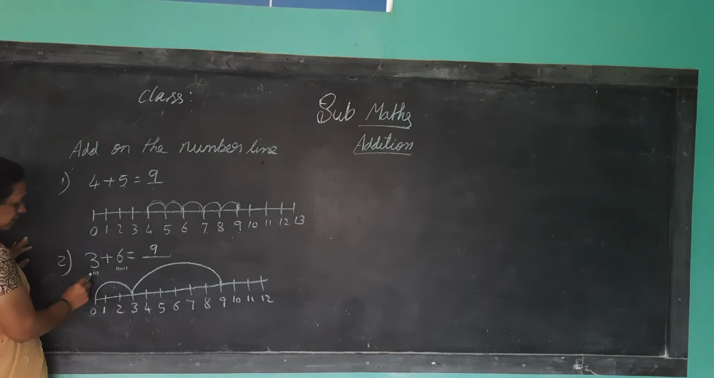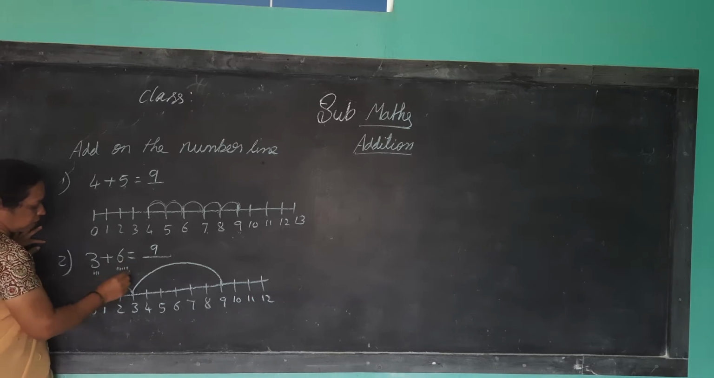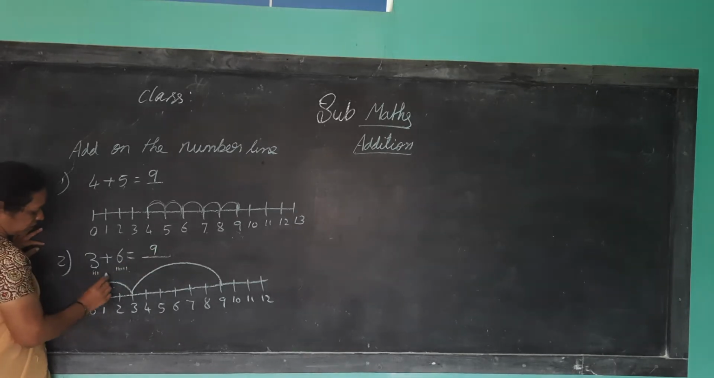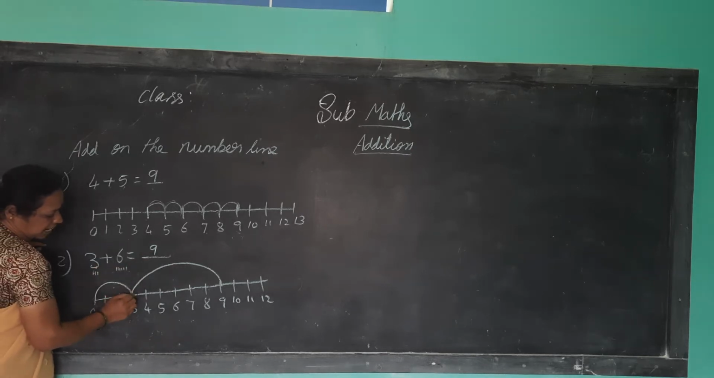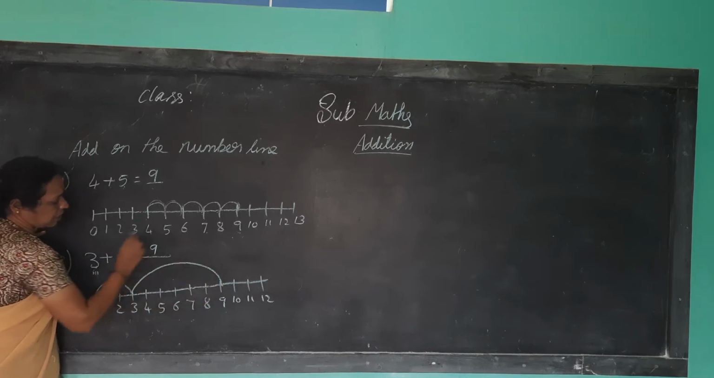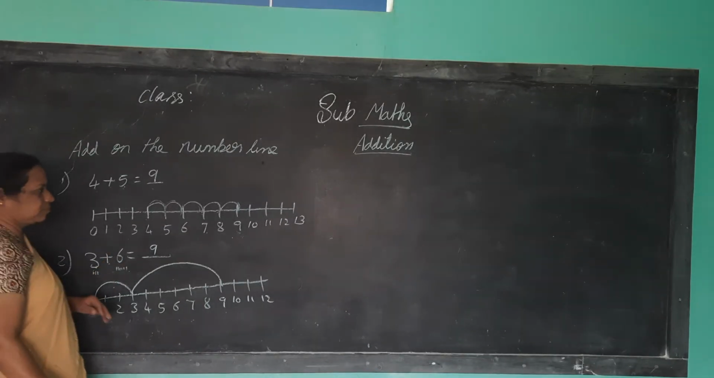So here, put 3 lines: 1, 2, 3 lines. Here 6 lines: 1, 2, 3, 4, 5, 6. Now count all together: 1, 2, 3, 4, 5, 6, 7, 8, 9. So first is what? 3. Start from 3, or put lines here for 3. Then 6 more. How much did it come to? 3 plus 6 is 9. You can put hearts like this. So 3 plus 6 is equal to 9.